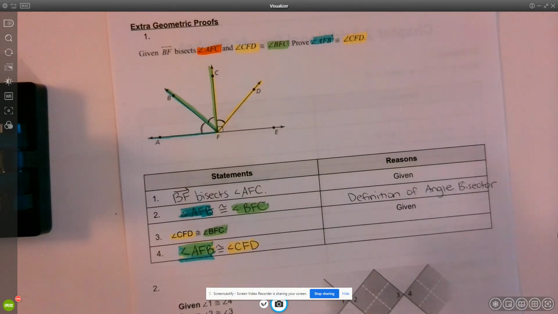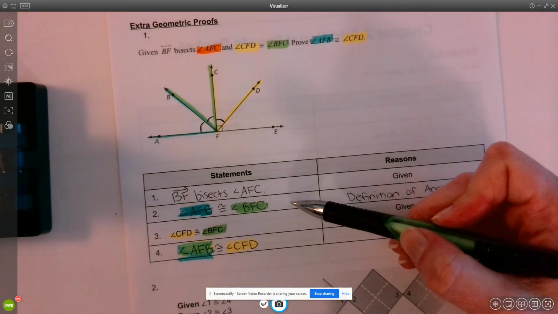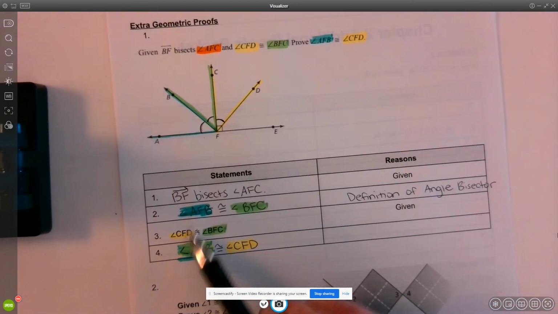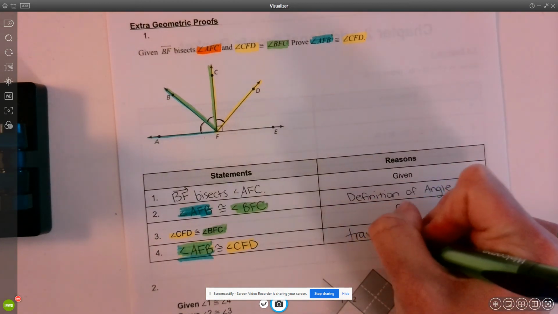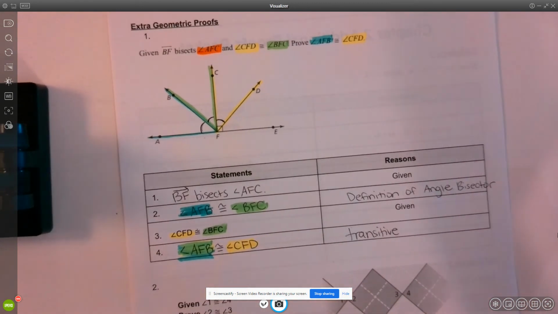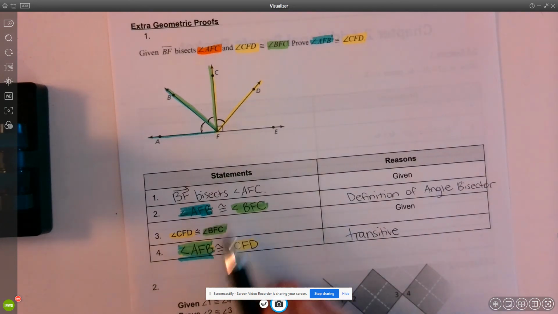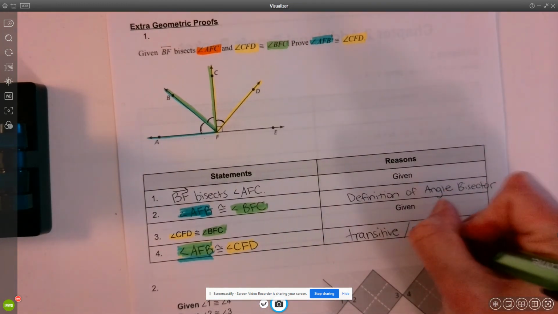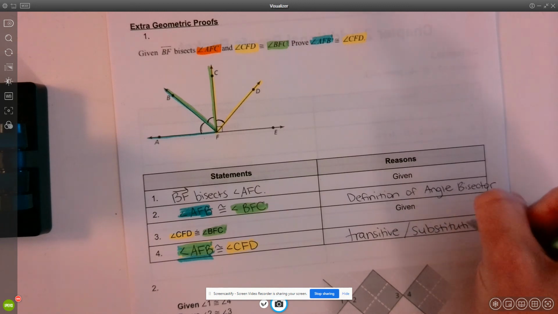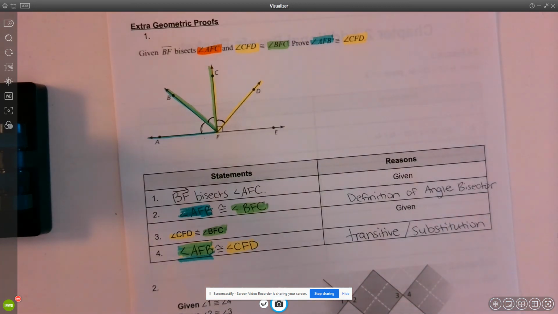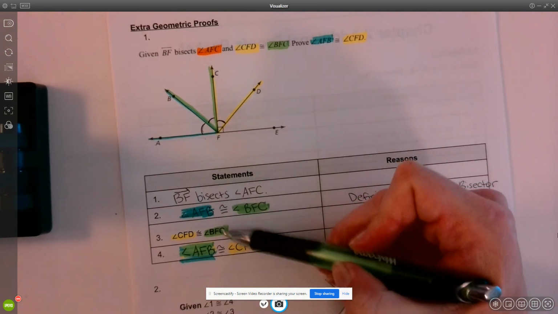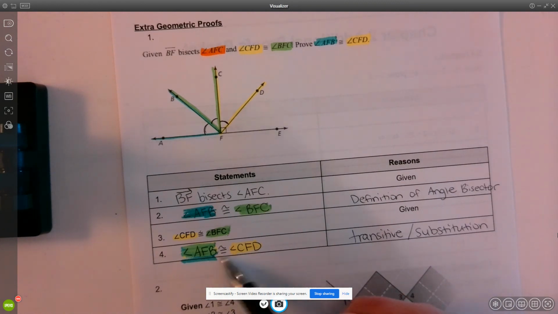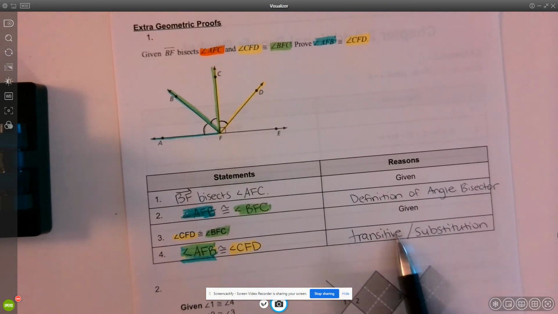So the question is, what property did we use? Remember, when we take two statements up above to conclude that these two angles are congruent, we're using the transitive property. If A equals B and B equals C, then A equals C. You can also think of this as substitution. You can imagine you're taking AFB and substituting it in for angle BFC to conclude that angle AFB and angle CFD are congruent. So transitive or substitution would be acceptable.